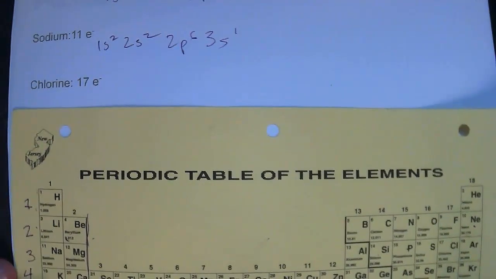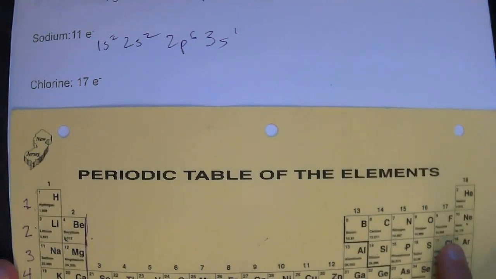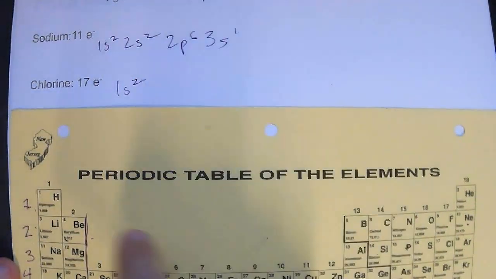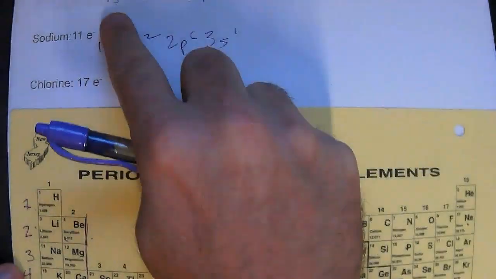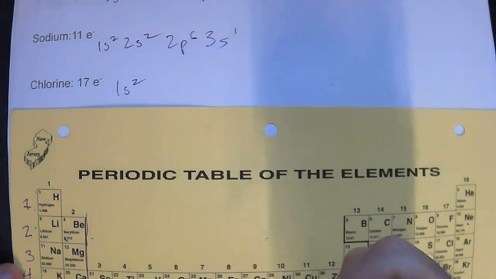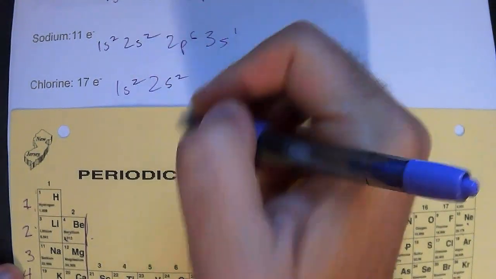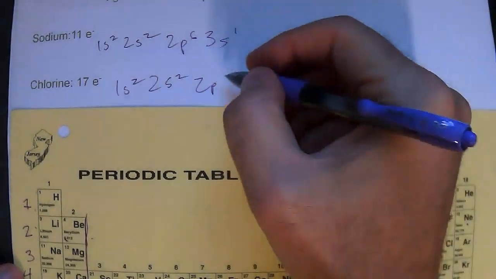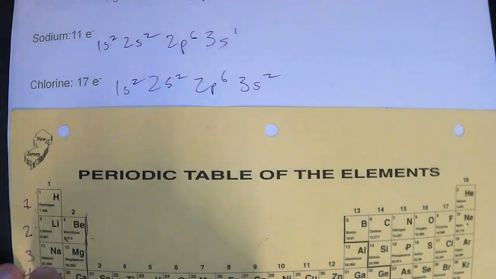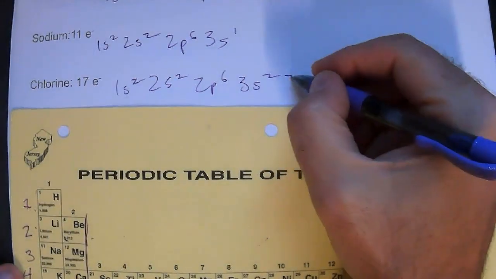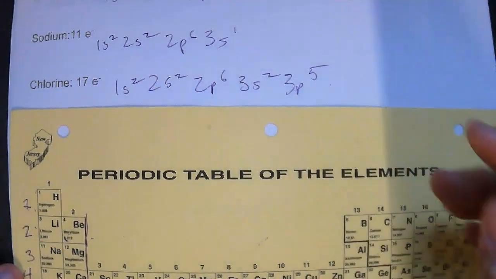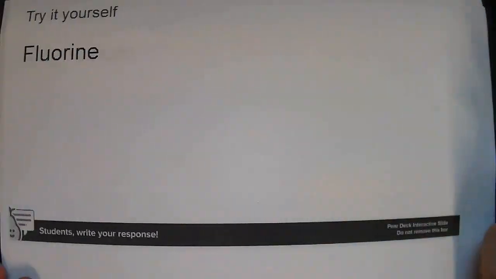Now chlorine, that one's over here. So we're going to start the same way, with chlorine starting here at 1s2. We start all over again. We always start at the 1s. Then 2s2, 2p6, 3s2, 3p, 1, 2, 3, 4, 5 gets us to chlorine. Then you can try some yourself.